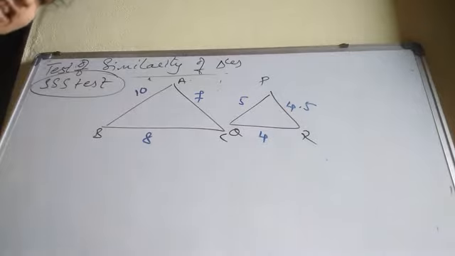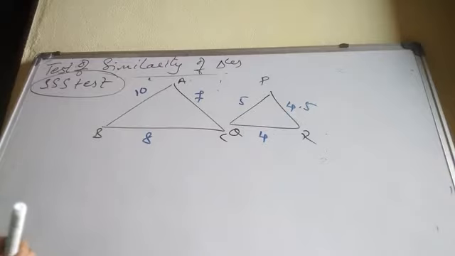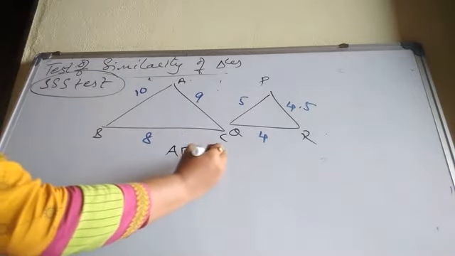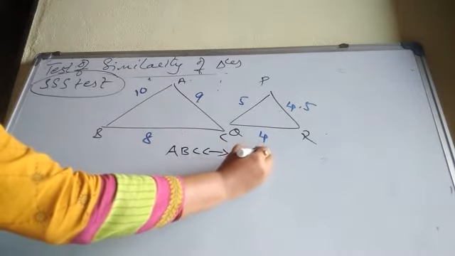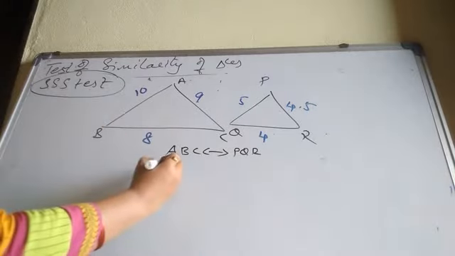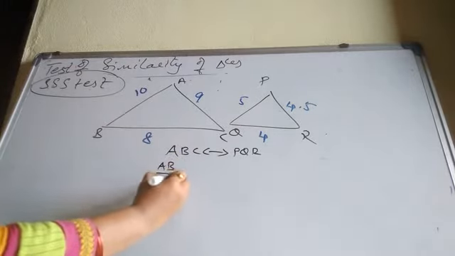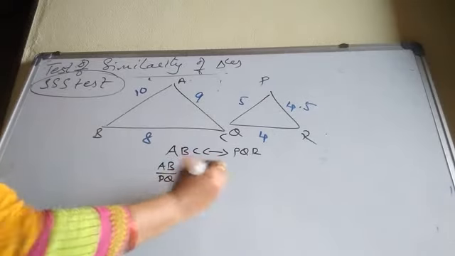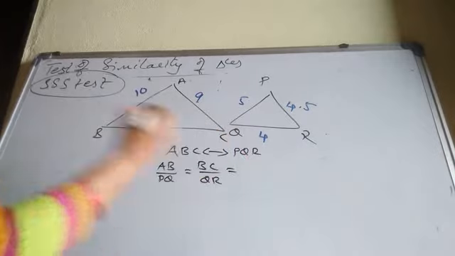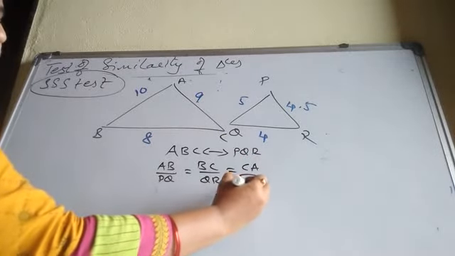Friends, now our third test is side, side, side, the triple S test. So here all sides are in proportion. First we will write the correspondence. ABC corresponds to PQR. Now here AB upon PQ is equal to BC upon QR is equal to CA upon RP.